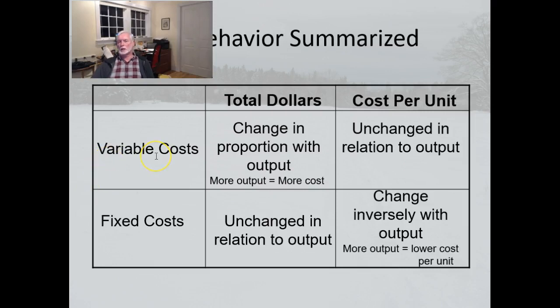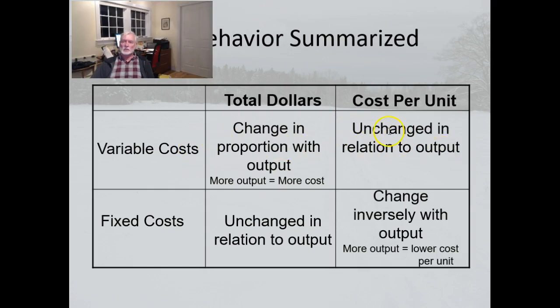We have variable costs. They change in proportion with output. But in terms of a per unit cost, they're unchanged in relation to output. So if it costs me $3 per car to put an antenna on a BMW, the more cars I make, the more antennas I have to install, so the more $3 I have. However, the additional cost per unit per car is going to be $3 every time.